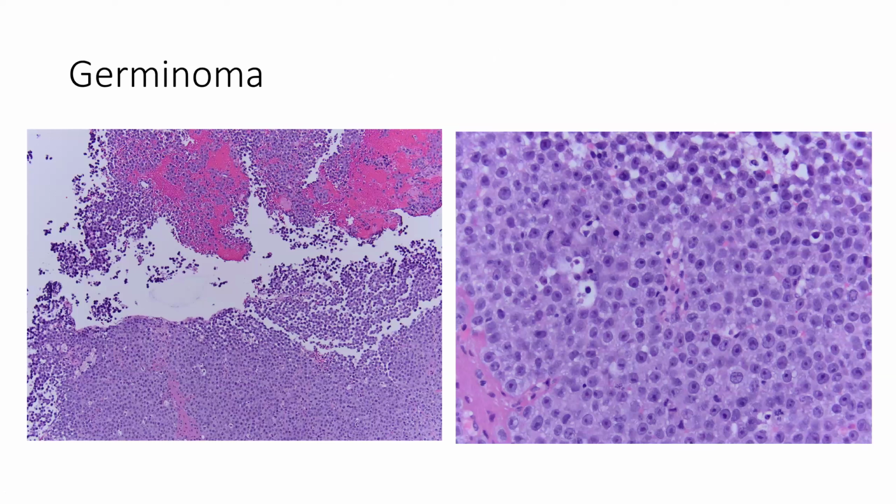Here is one example of a germinoma I saw recently where you see these sheets of germinoma cells, but there's really very little lymphocytic inflammation. There's a lot of mitotic figures and apoptotic bodies. And some hemorrhage is really not uncommon to see in these CNS tumors.